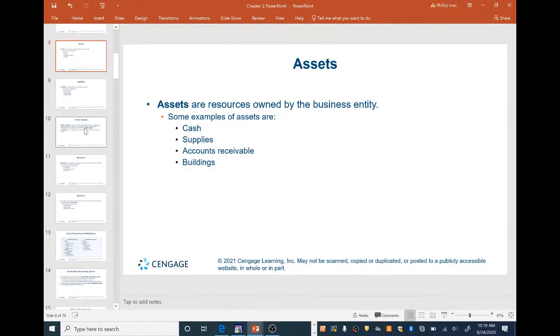So let's start with the element of a business called an asset. So remember, assets are resources that are owned by the business. Some examples of assets are cash, supplies, accounts receivable, and buildings.